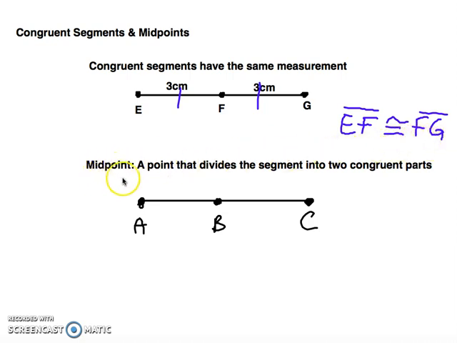For a midpoint, that is a point that divides the segment into two congruent parts, meaning that that midpoint divides the segment in half and they are equal parts on both sides. So anytime you see midpoint, it means that you have equal portions on each side of that midpoint.